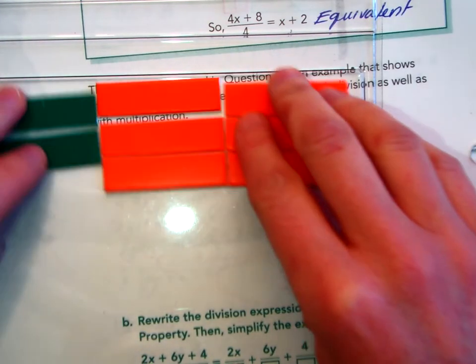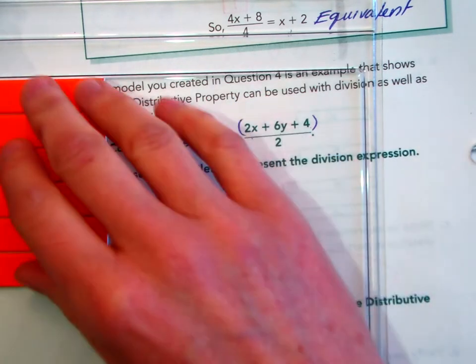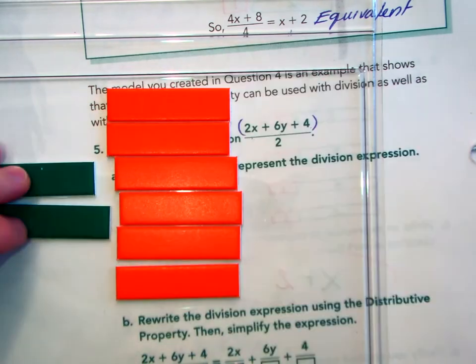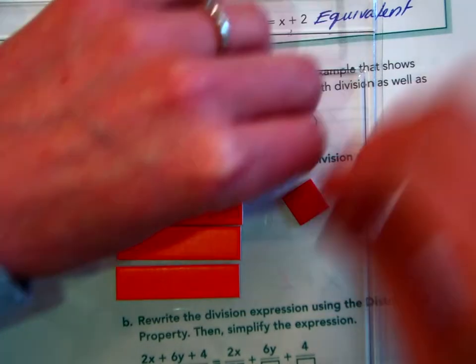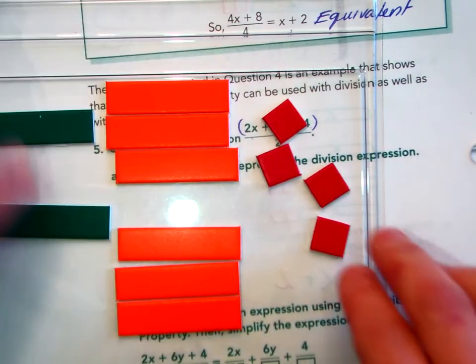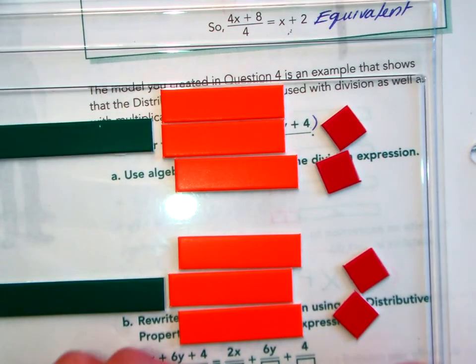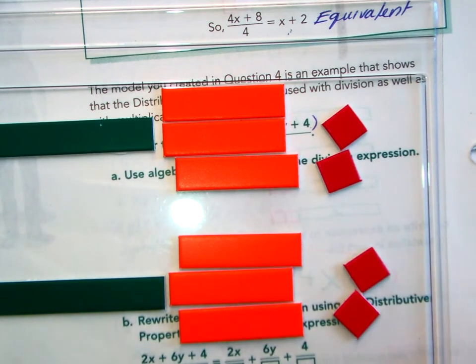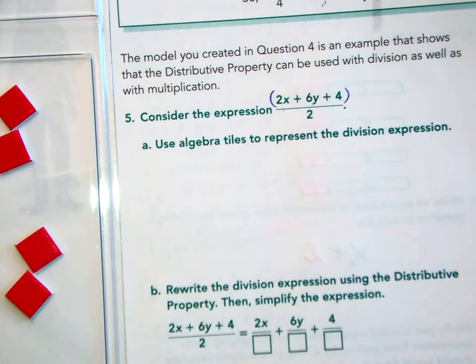Somehow that's not feeling correct. 2x's, 6y's, and 4. We need to divide it into 2 groups. Okay, well if I divide it into 2 groups, it would look like that, not these guys. So it would be 1x plus 3y plus 2. So use algebra tiles to represent the division expression.